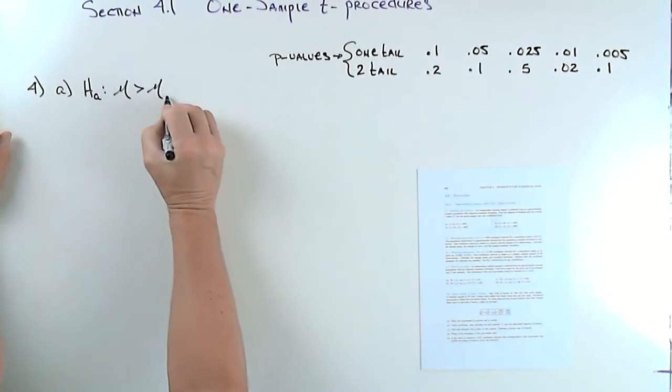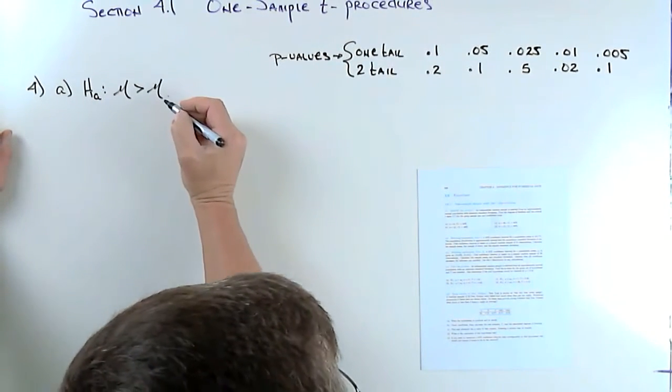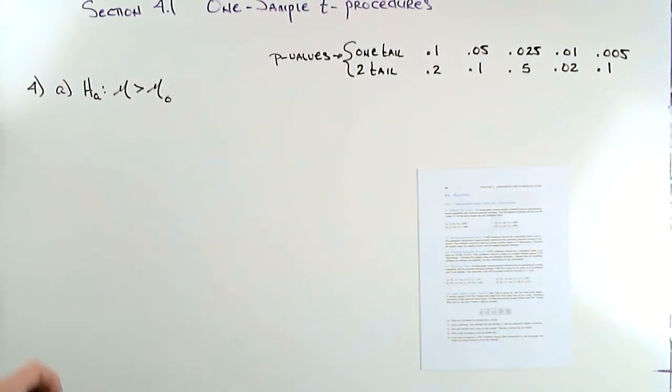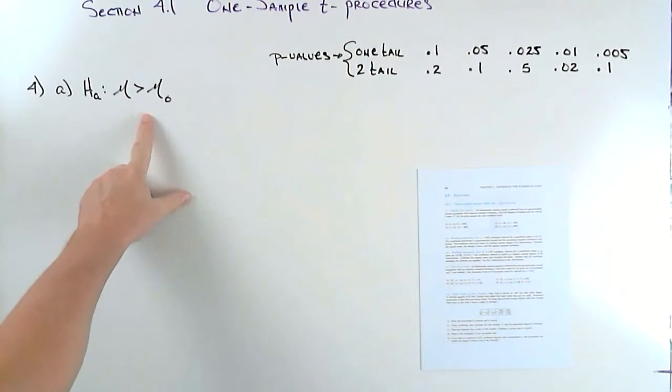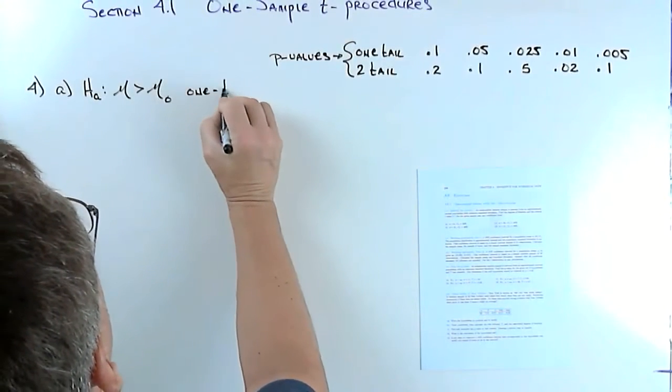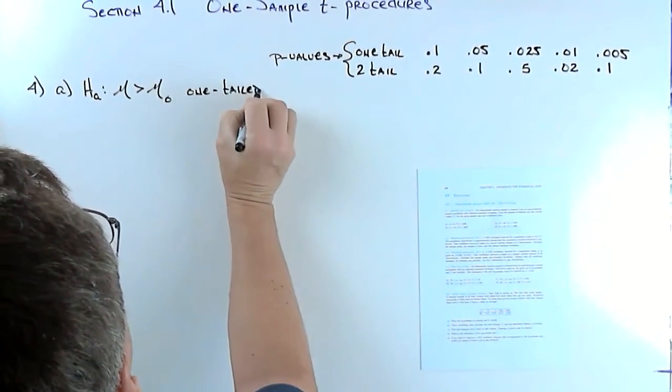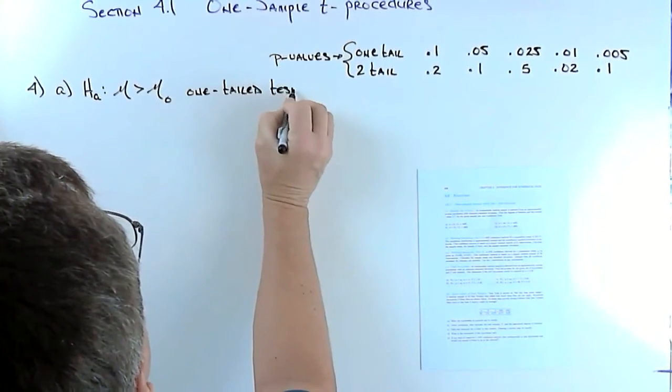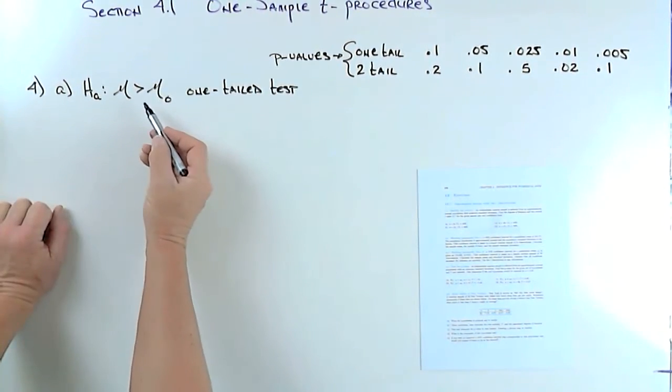Now, the alternate hypothesis is that mu is greater than some value. And they don't tell us the value, they just tell us mu sub naught. So we don't know what the value is. This is just a general problem. So why did they tell us this? They told us so we know it's a one-tailed test. We know it's a one-tailed test because it's strictly greater than.